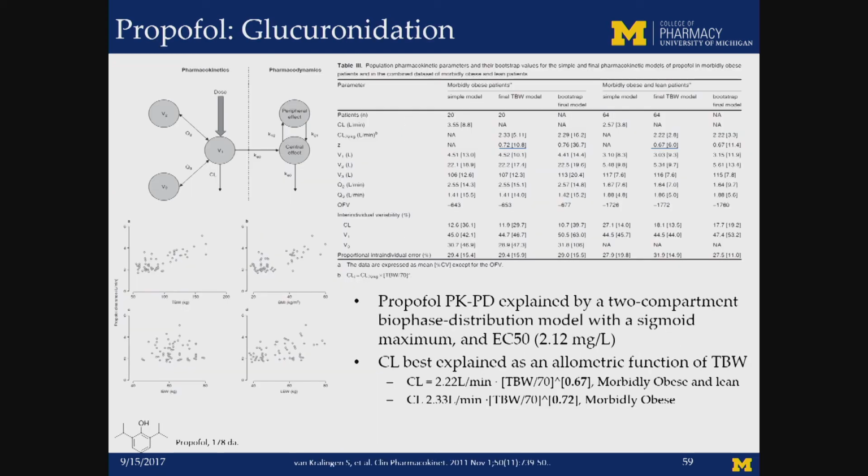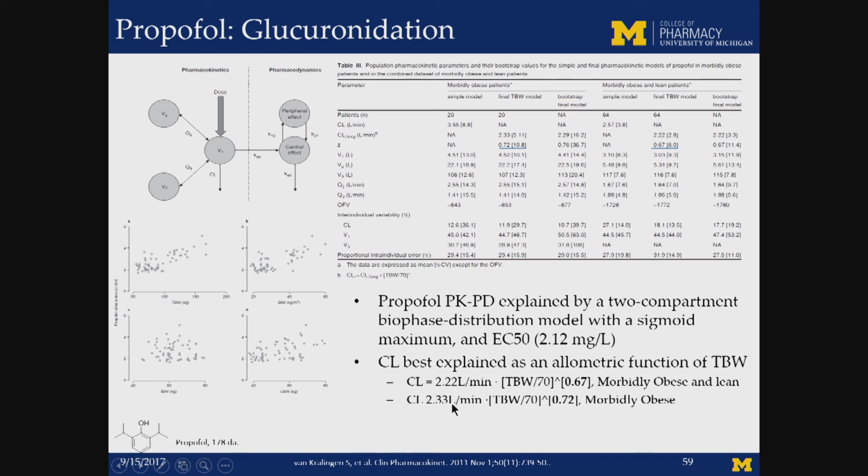Another important compound that's been evaluated is Propofol, and so this study, again by Neeb and colleagues, looked at the glucuronidation profile of Propofol and really were able to show that the clearance of a compound like Propofol, which is a very low molecular weight small compound, best scales allometrically.